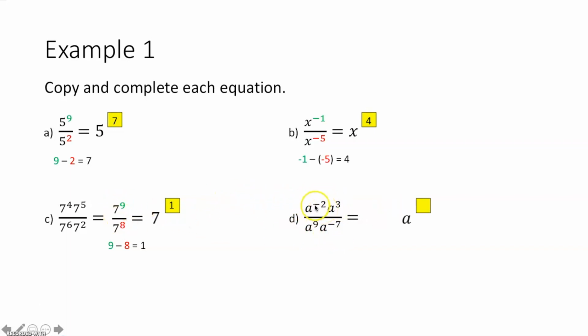In our numerator, a to the negative 2nd times a to the 3rd. Since you're multiplying like bases, you add these exponents together. So what's negative 2 plus 3? That's 1. So in our numerator, we have a to the 1st power.